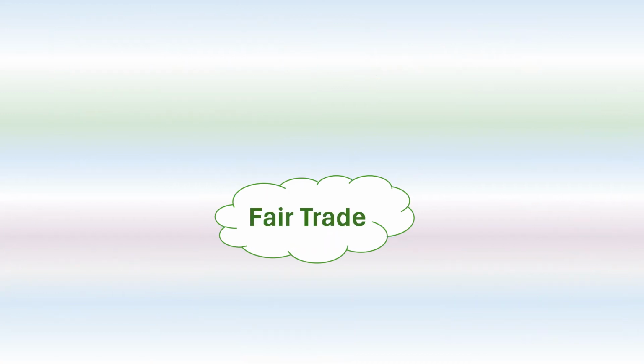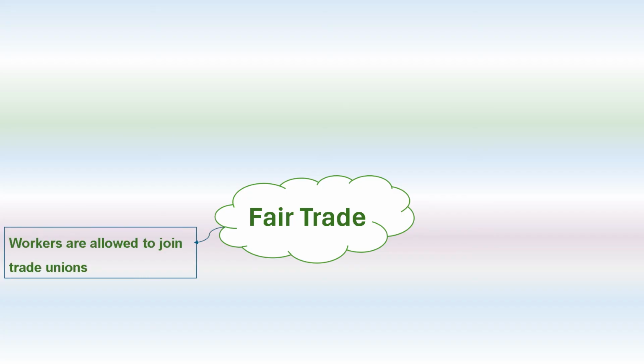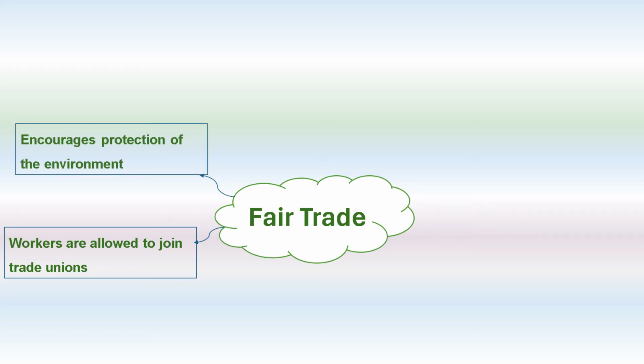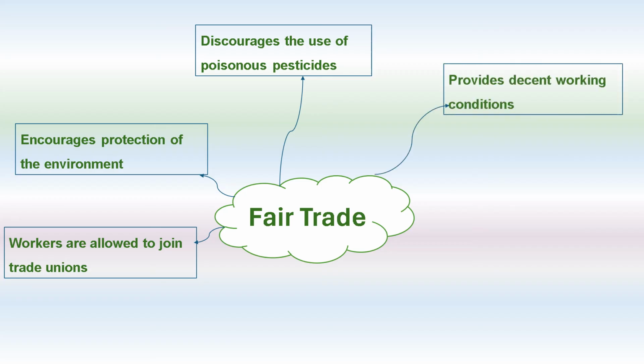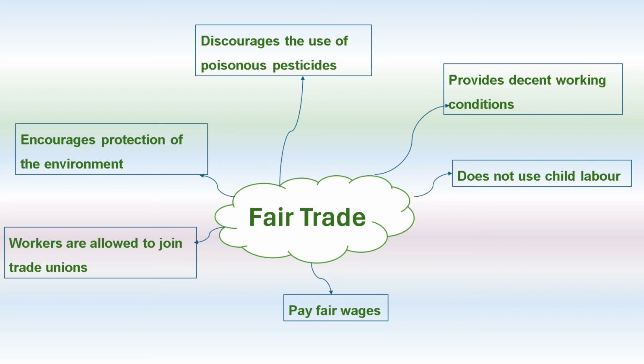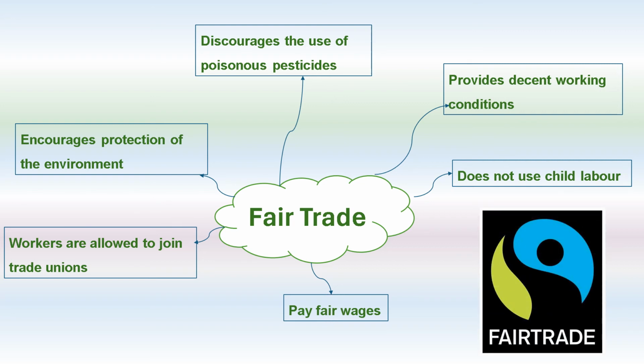Now, the characteristics of fair trade are basically the workers are allowed to join trade unions. It encourages protection of the environment. It discourages the use of poisonous pesticides. It provides decent working conditions for people. They do not use any child labor and also they pay fair wages. And don't forget that is the logo for fair trade.